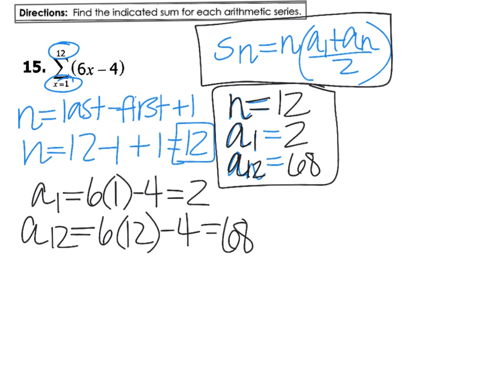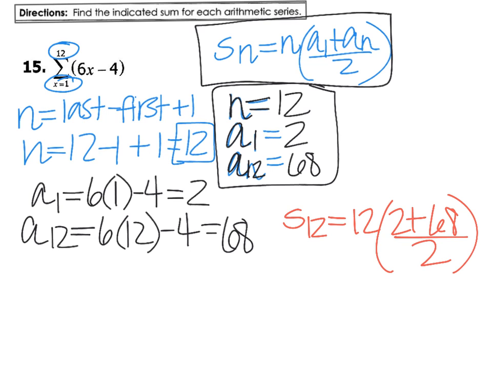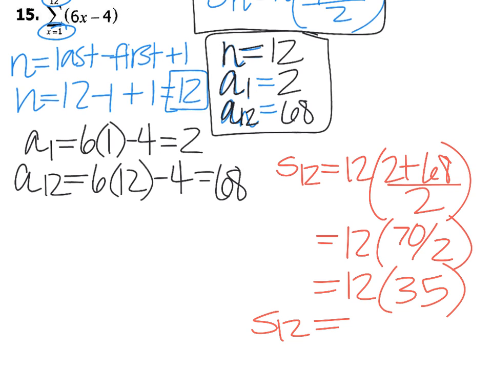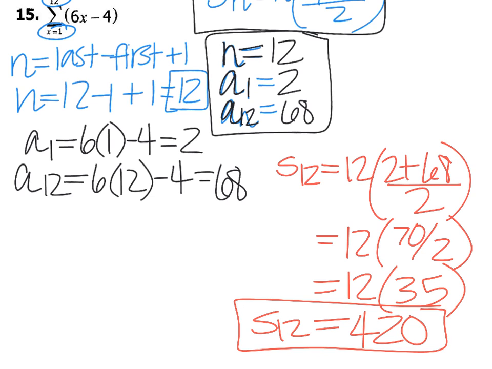Now we're plugging it into the formula. So the sum of the first 12 terms equals n, which is 12, times our first term, which is 2, plus our 12th term, which is 68, divided by 2. So 12 times 70 divided by 2, we get 12 times 35. Plug that into our calculator, and the sum of the first 12 terms, 12 times 35, gives us 420. All right, and that is our final answer.